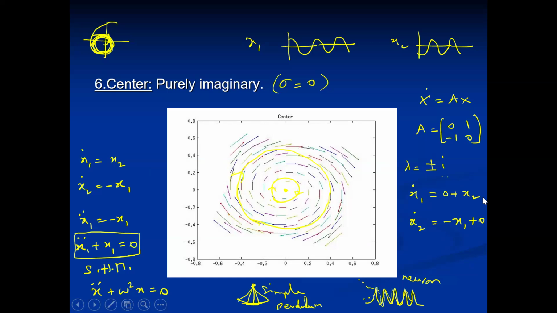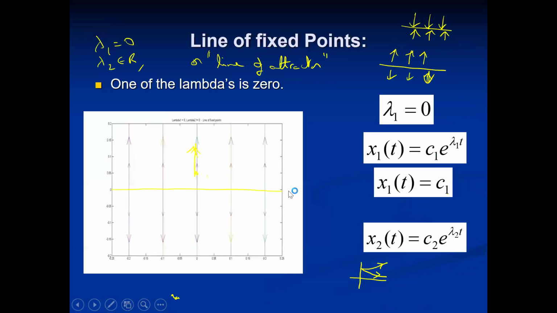So the eigenvalues will be purely imaginary. Okay, that's when you have this kind of circulating motion. It doesn't collapse to origin, it will keep on circulating. It shows oscillations. There's one more case where one of the eigenvalues is 0, and the other eigenvalue is whatever it is.